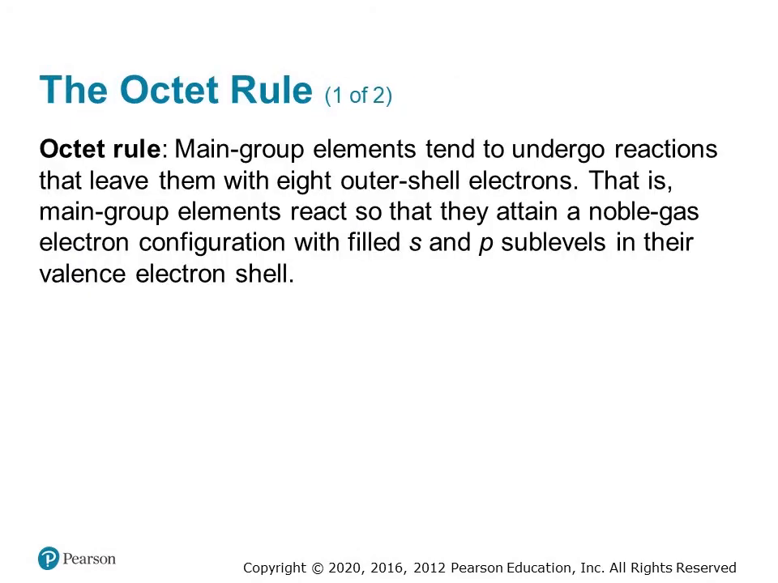The fact that valence electrons are easily removed compared to non-valence electrons is an important factor in what's called the octet rule, which is the observation that main group elements tend to undergo reactions that leave them with 8 outer shell electrons. In other words, they want to arrive at a noble gas electron configuration, with their outermost electrons being in completely filled s and p subshells.